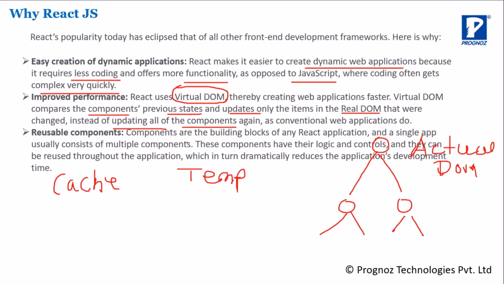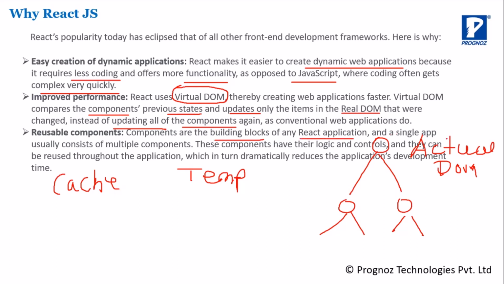Next, reusable components. Basically, whenever we are developing an application in React, it is called a component-based application. And component means what exactly? Each and every part of the application that we develop is called a component. React.js is mostly used for component-based applications, and components are the most important building blocks whenever we are developing a React application.